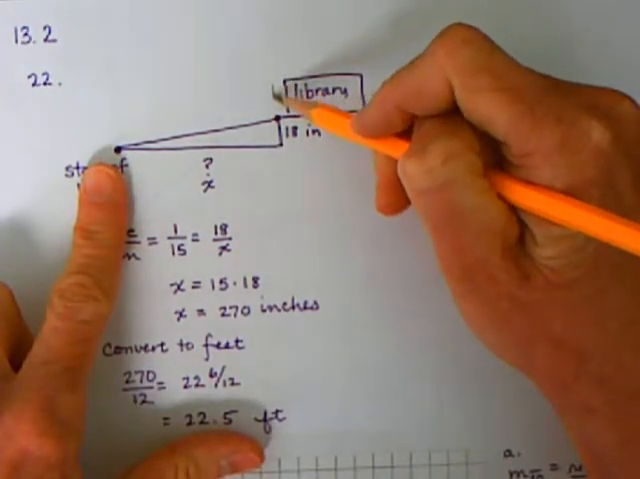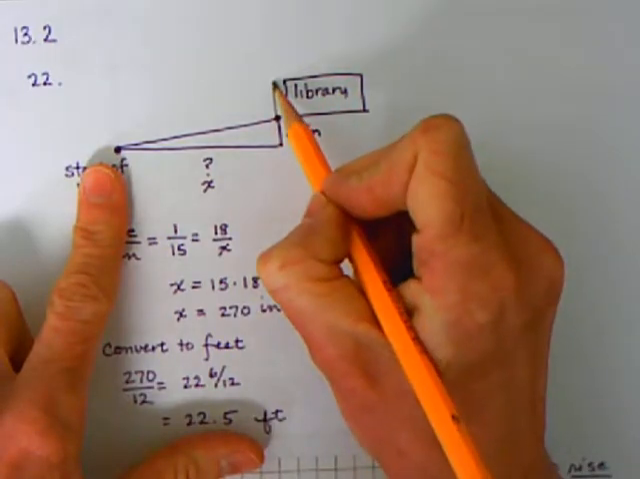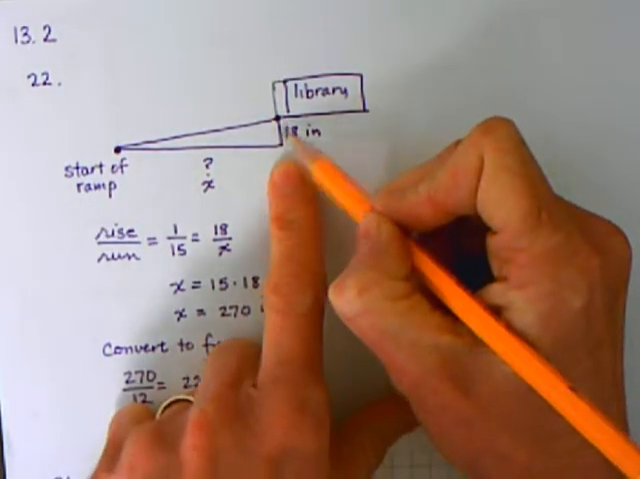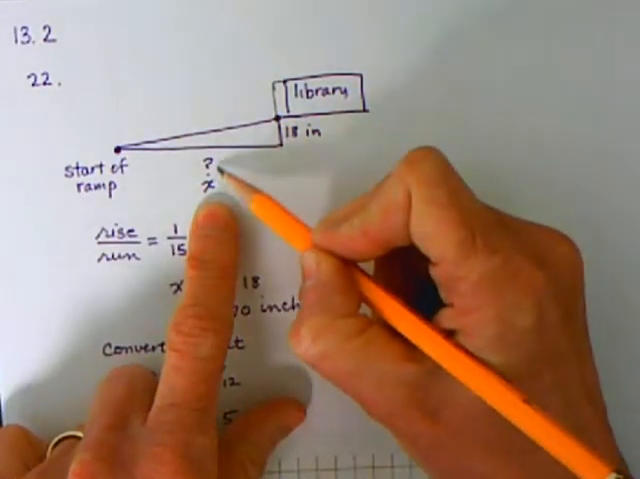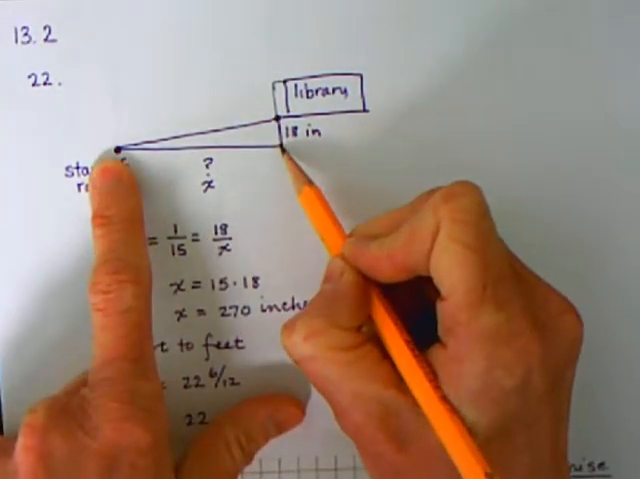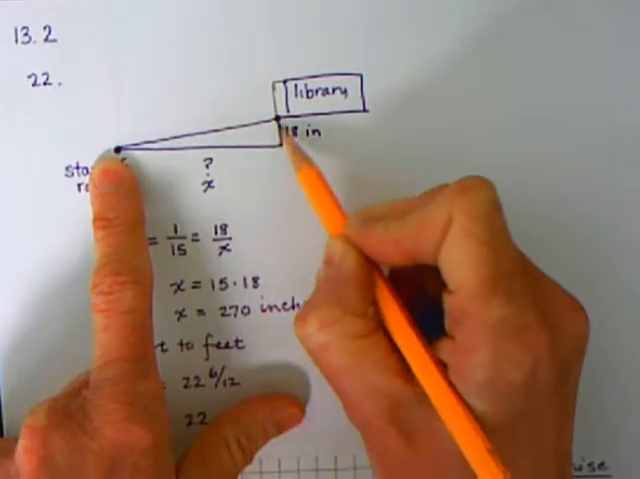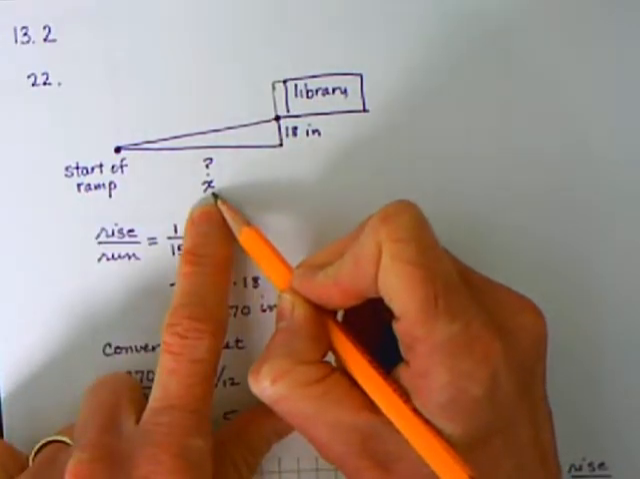Okay, my picture's not great. But here's the library here. And it's 18 inches up from the ground, and so I need this ramp. So I need to find this distance here, okay? And I know that this is 18. I don't know what this is. I'm going to give it a variable named x.